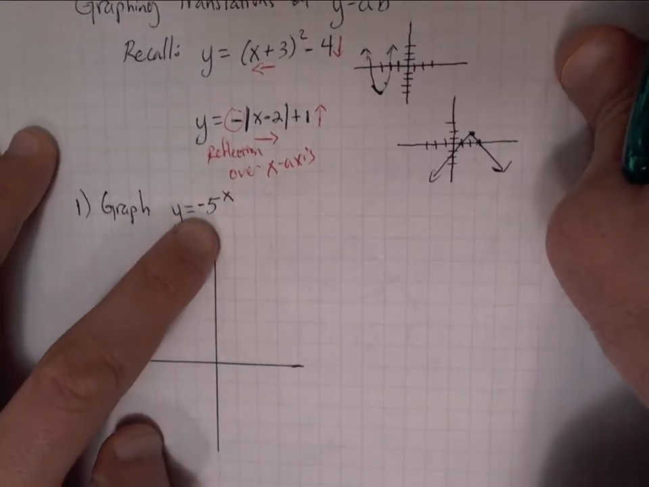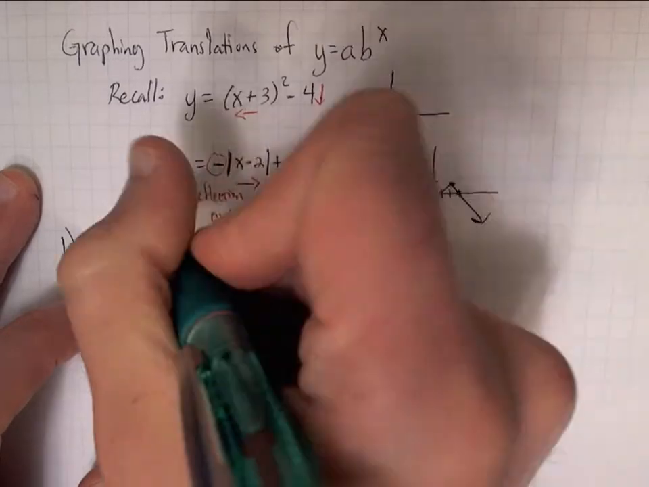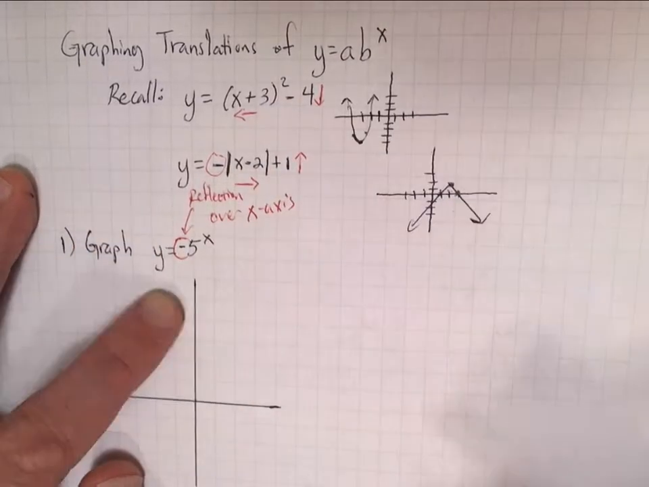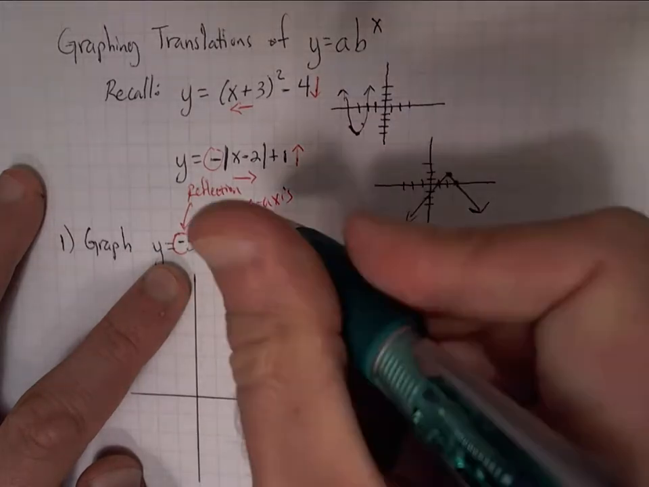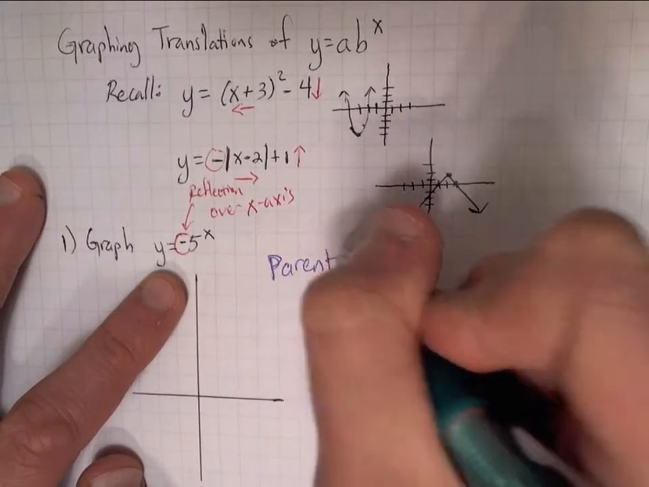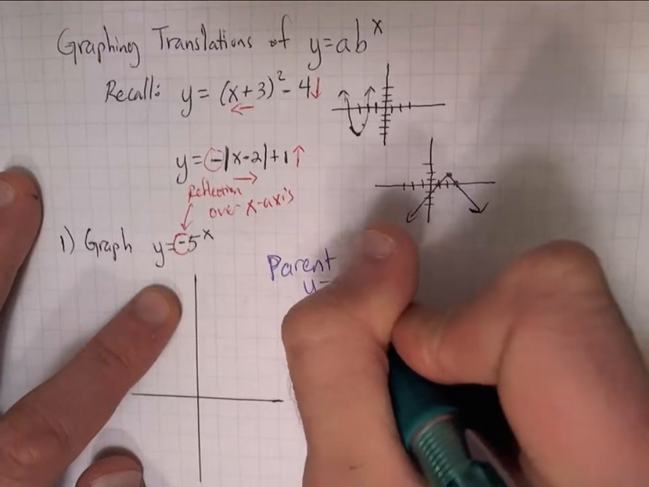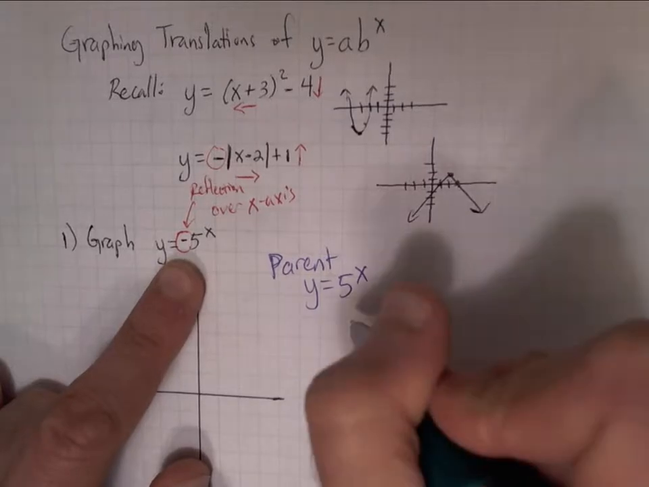So we've got this negative here. Just like for these guys, this negative means that it's going to be a reflection over the x-axis. But what you can do is you can graph the parent if you want. I'll do that in blue. The parent is y equals 5 to the x. Basically, the parent is the same guy without the little negative in front.